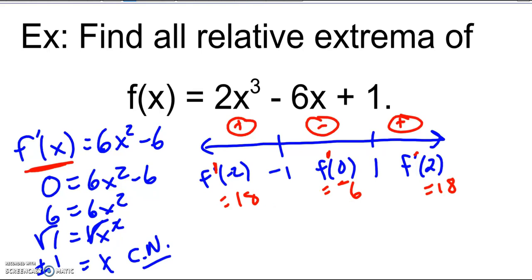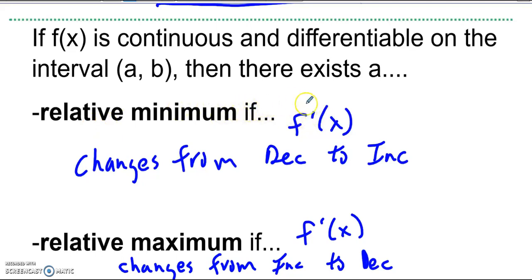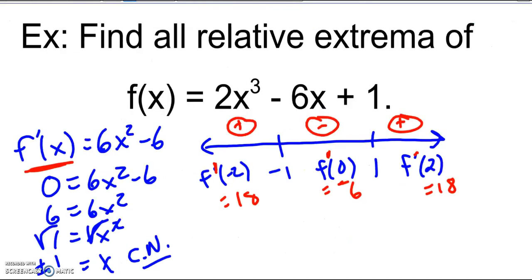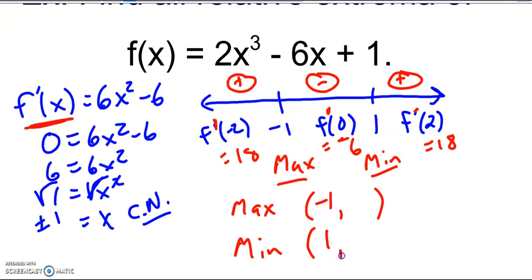So if we go back to what we were talking about on the previous page here, relative minimum occur if the derivative changes from decreasing to increasing. So decreasing to increasing. So in this case, this would be a relative minimum here. But when I'm increasing, going to decreasing, that would be what we call a maximum. So our x values, so let me write these down here, our maximum would have an x value of negative 1, and our minimum would have an x value of 1.